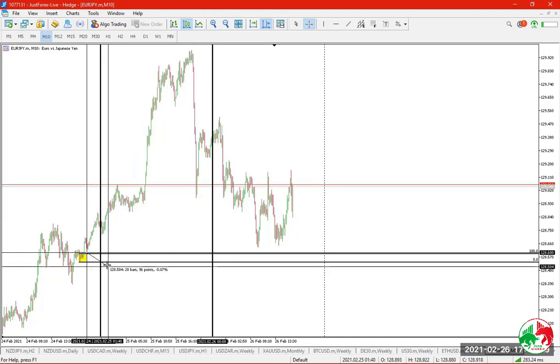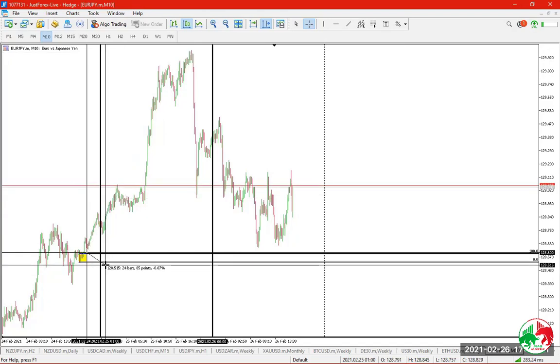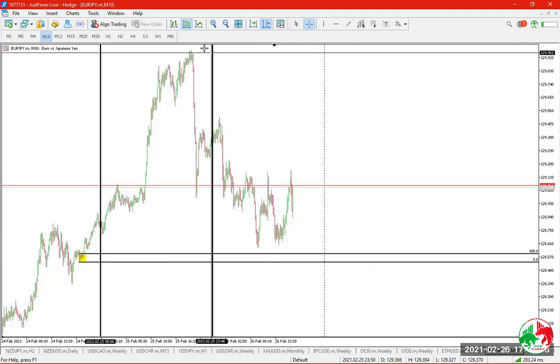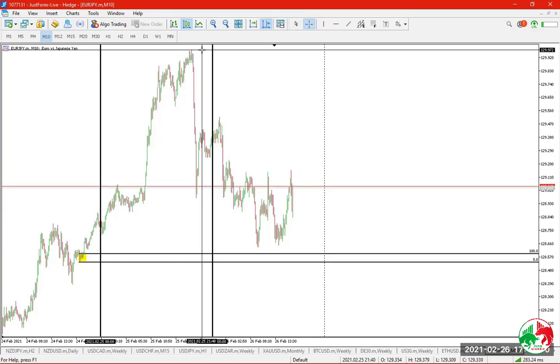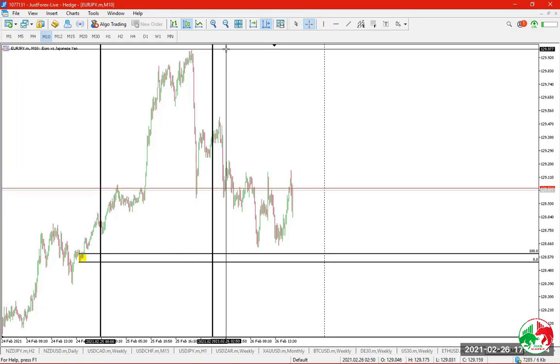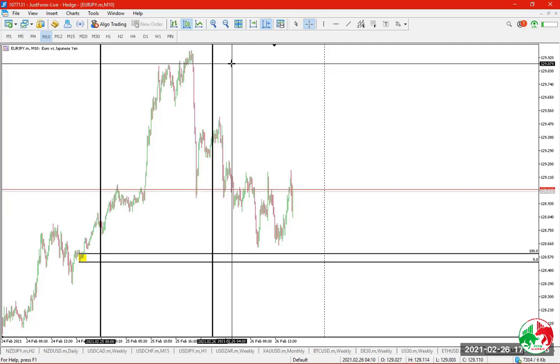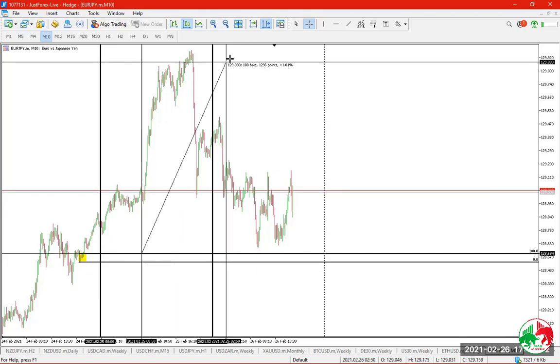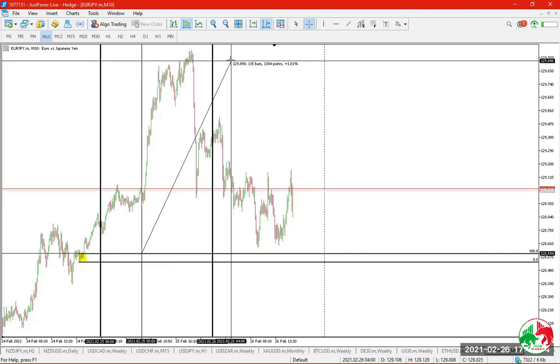So you would be risking 8 pips to make at least 130 pips, because your first take profit will be the previous high, right? This was the previous high, but you don't want to place your first TP exactly at the high, so you place it slightly below. So that means you'll be risking 8 pips to make over 100 pips, 130. So that's 1 to 13.